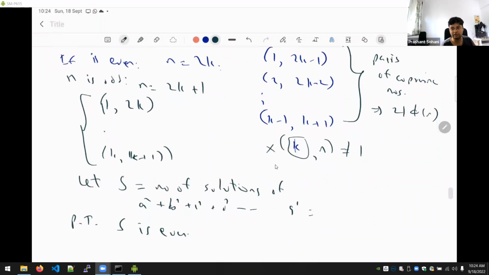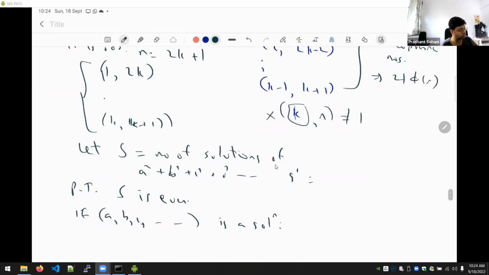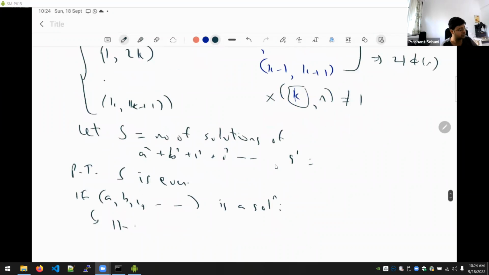Exactly the same idea was there: if some a1, b1, c1 is a solution, then I think it turned out that the complement of this, like 11 minus a1, 11 minus b1, is also a solution. This kind of a bijection was established to prove that S is even. Okay? So a very important technique: if you show S is even, you can do something like this. And you can extend this idea.